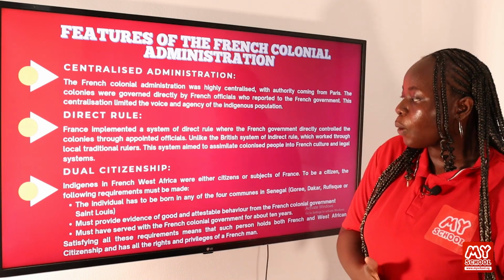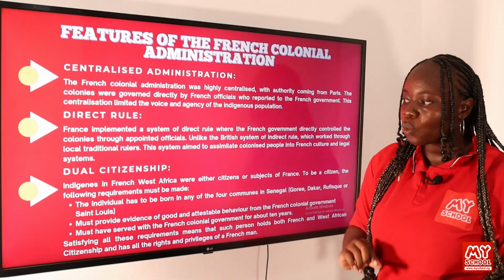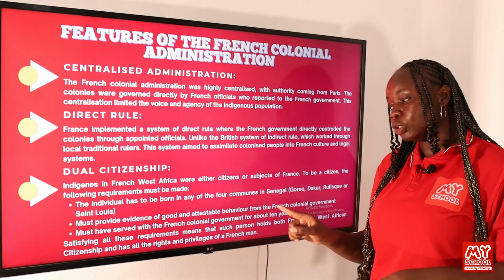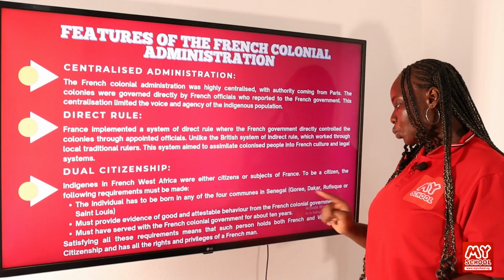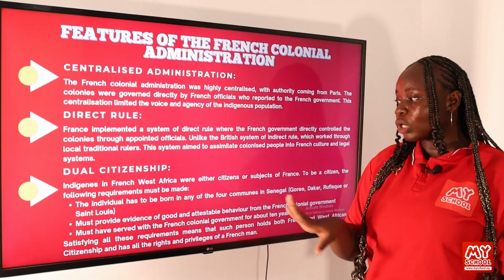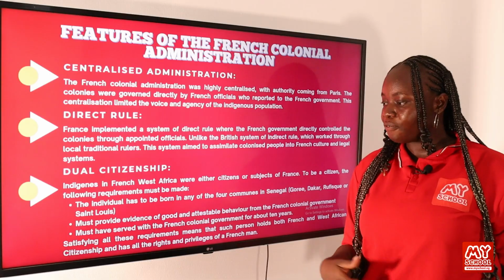Then there was also dual citizenship. Indigenous people in French West Africa were either citizens or subjects of France. To be a citizen, the following requirements must be met. The individual has to be born in any of the 4 communes in Senegal. Senegal was divided into 4 communes, known as Gorée, Dakar, Rufisque, and Saint Louis. So you have to belong to either of these 4 communes in order to gain citizenship of France.